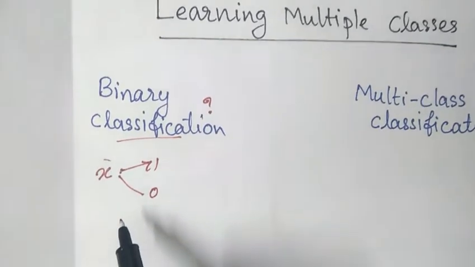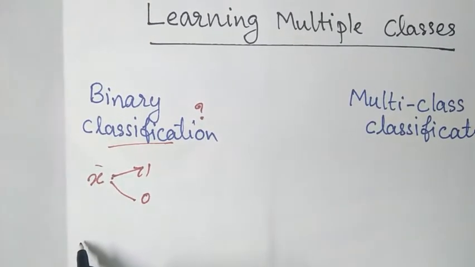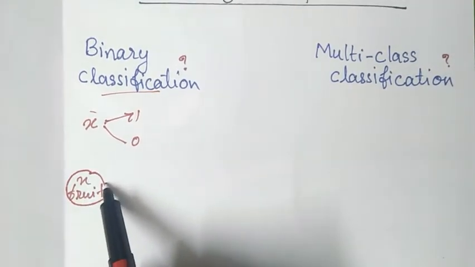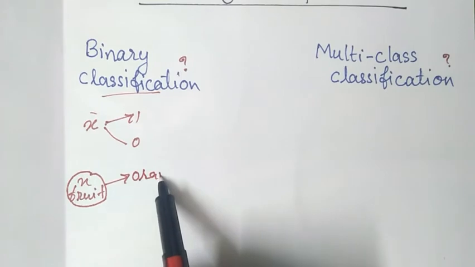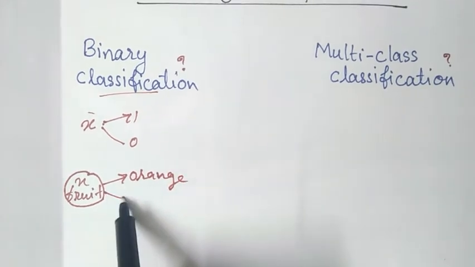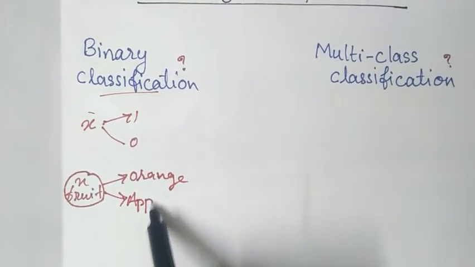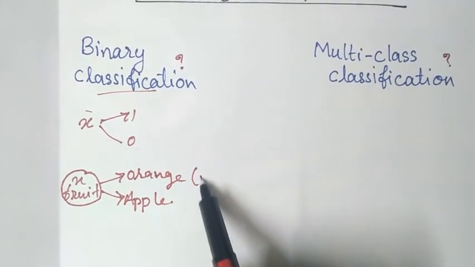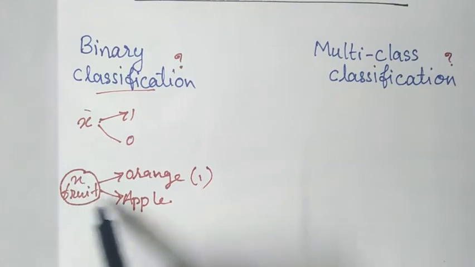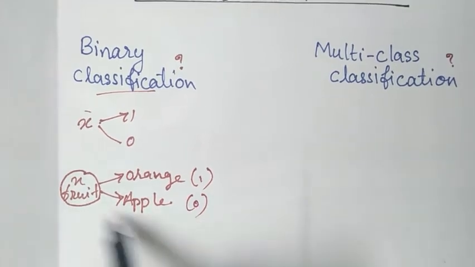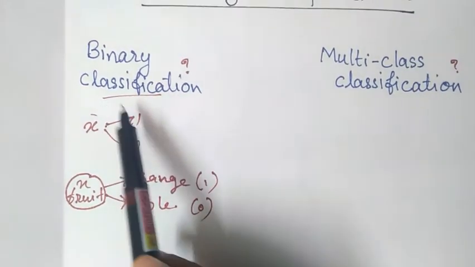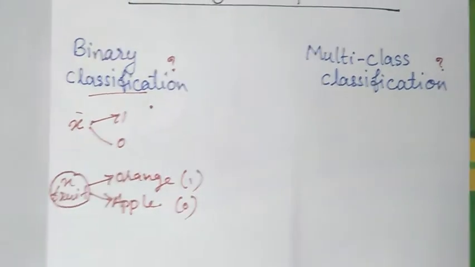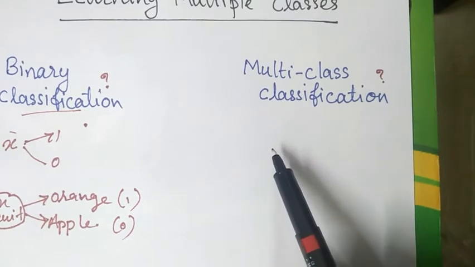For example, suppose X is a fruit and we want to classify this fruit as either orange or apple. That is, if X is orange, it is labeled with 1, and if X is apple, it is labeled with 0. So this kind of problems are binary classification problems. Now let's see what is a multi-class classification problem.